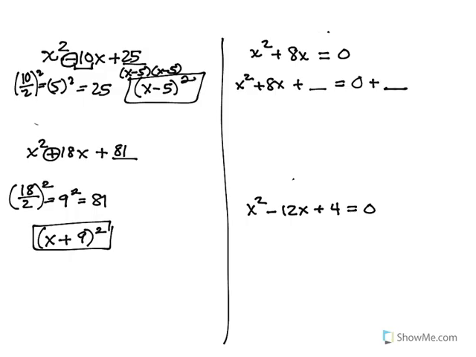So how do we complete this square? You should pause this video and try to complete this square. All right, so when we do this, we would take the 8 divided by 2 and then square that value. So 4 squared gives us 16. So we add 16 to both sides. So what is our problem? x squared plus 8x plus 16 equals 16.